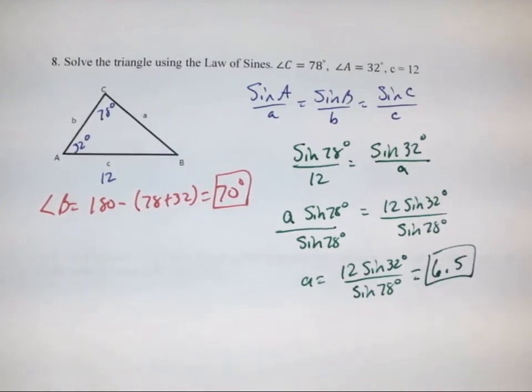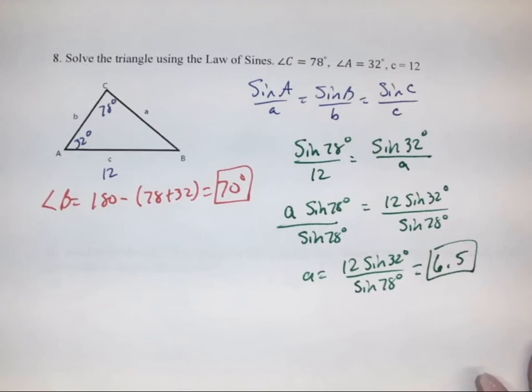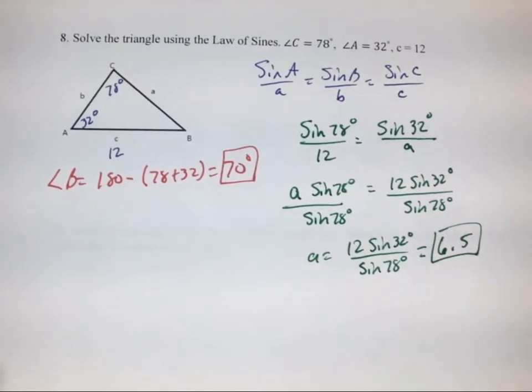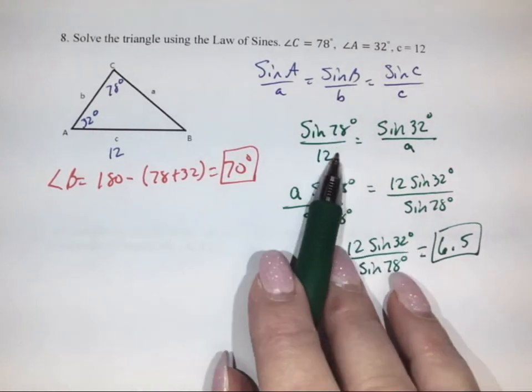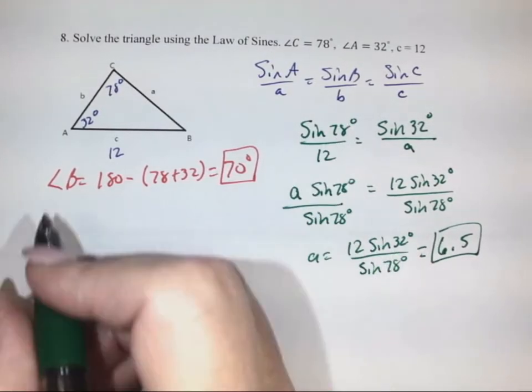So now that we have A and we have C, you cannot find B using the Pythagorean theorem because this is not a right triangle. You can only use the Pythagorean theorem for right triangles. So for this one, we're going to have to still use the law of sines. I'm sticking with my C values because those were given.